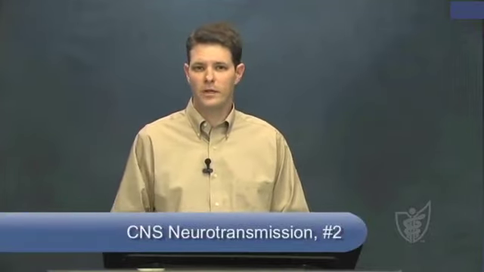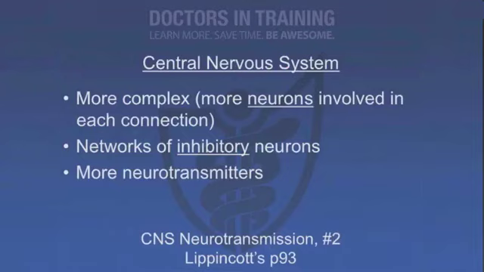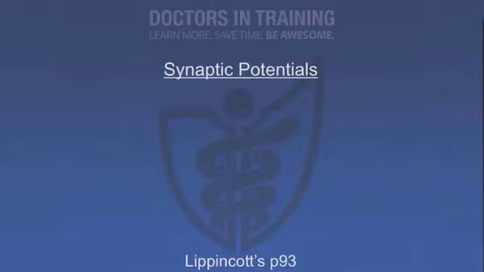Specifically, the circuitry in the central nervous system is much more complicated, much more complex. There are a lot more neurons involved in each connection. The CNS also has networks of what we call inhibitory neurons that are constantly modulating the rate of transmission. And then we have a lot more neurotransmitters involved. There are 10 to 50 different neurotransmitters in the central nervous system compared to just 2 neurotransmitters in the autonomic nervous system. So we need to talk a little bit about synaptic potentials.